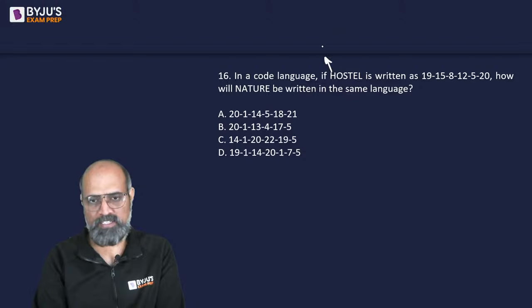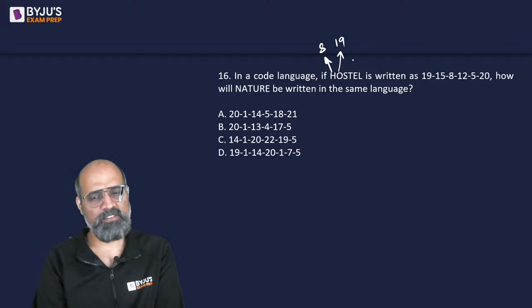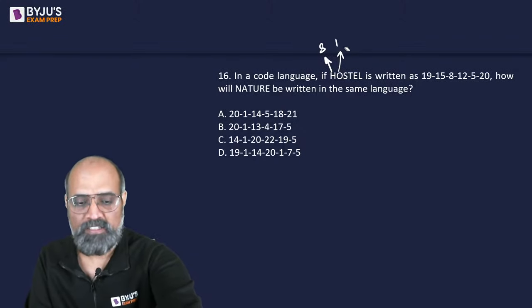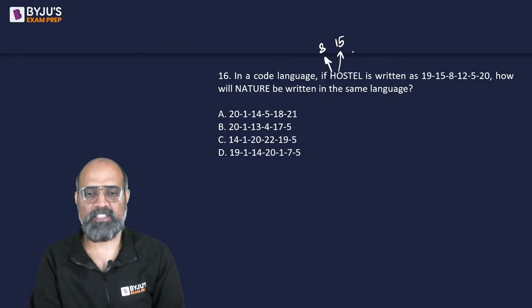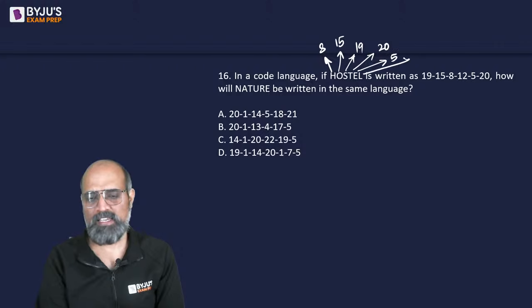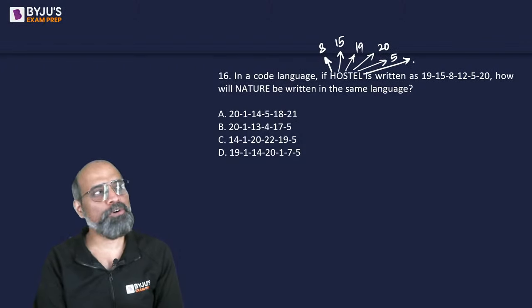So H is the 8th letter. O is your 15th letter. No, sorry, not 19th, it's going to be 15th. S is going to be your 19th letter. T is going to be your 20th letter. A is going to be your 5th letter. And L is going to be your 12th letter.